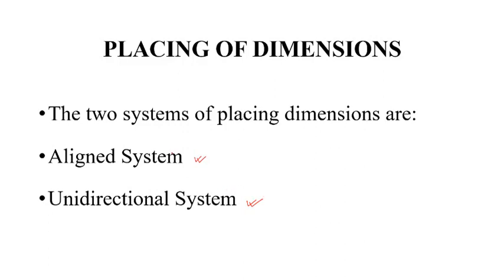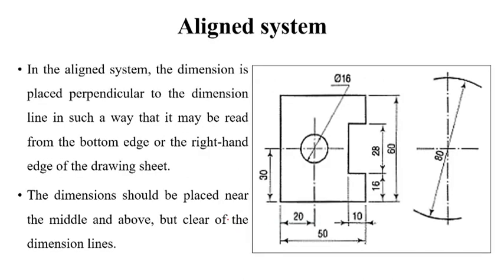Now first I will take the aligned system, after that I will come to the unidirectional system. When we see the aligned system, in the aligned system the dimensions are placed perpendicular to the dimension line in such a way that it may be read from the bottom edge or the right hand edge of the drawing sheet. First condition is what? The dimension is placed perpendicular to the dimension line. This is your first condition.